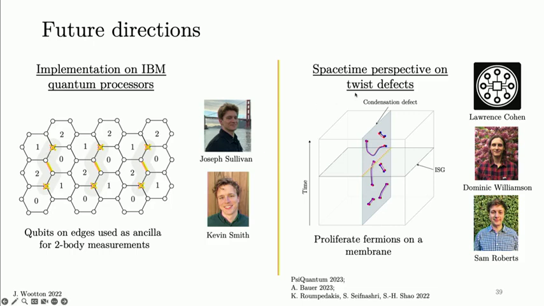This construction of twist defects in Floquet codes is also part of a larger story in understanding twist defects from a space-time perspective. In some preliminary work with folks that are in the audience, some of whom prefer an air of mystery about them, we have a construction of twist defects in a space-time setting where we've proliferated fermion world lines on a world sheet. This can be interpreted as the history of a domain wall, and the boundaries are world lines of the twist defects.